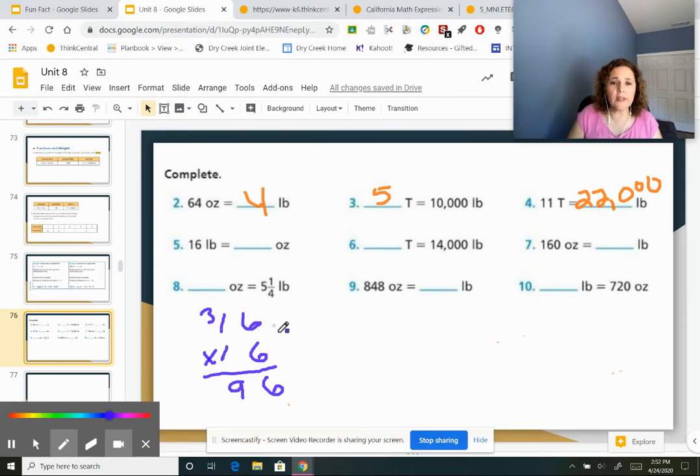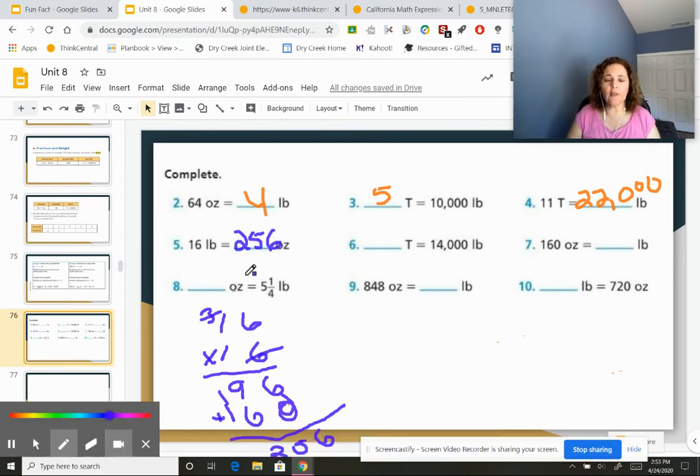Okay, so I wrote it out. 16 times 16. 6 times 6 is 36. Put my 6 down, carry my 3. 6 times 1 is 6, plus 3 is 9. 96. I'm done with the ones place. And so I'm going to put a 0 there because I'm done with it. And I'm going to do the next step.